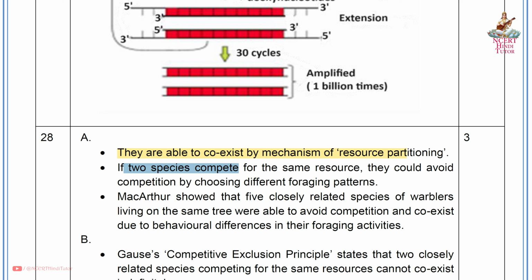If two species compete for the same resource, they could avoid competition by choosing different foraging patterns. MacArthur showed that 5 closely related species of warblers living on the same tree were able to avoid competition and coexist due to behavioral differences in their foraging activities.